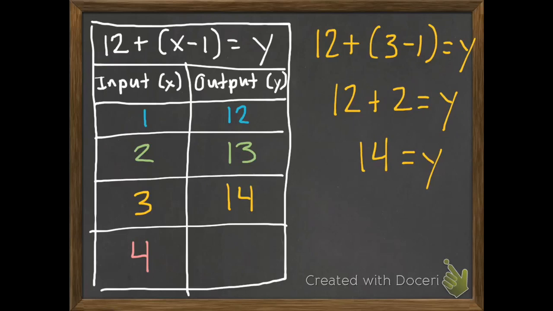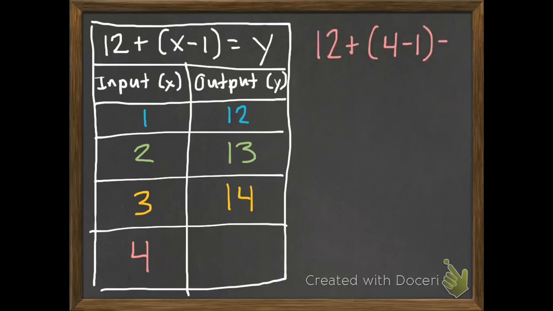One more left to go in our table. So we're going to put in a 4 for x. So we have 12 plus 4 minus 1 equals y. We do parentheses first with our order of operations. So 4 subtract 1 is 3. 12 plus 3 equals y. 12 plus 3 equals 15. So we're done.